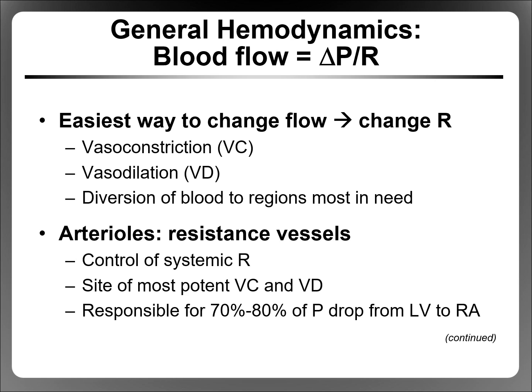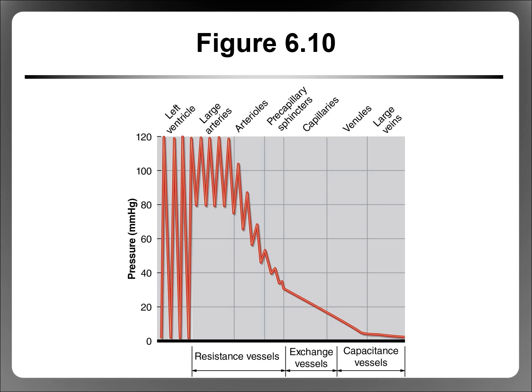Our arterioles are where we're going to see the most resistance change. These are considered our resistance vessels, and it is their job to control the systemic resistance. This is where we're going to see the most potent vasoconstriction and vasodilation. This means that our arterioles specifically are responsible for somewhere between 70 and 80% of any pressure drops that occur from the left ventricle to the right atrium. As we can see here, this is a graph that demonstrates our pressure differences. As we go from the left ventricle all the way across to our large veins, you can see the pressure differences as we go.